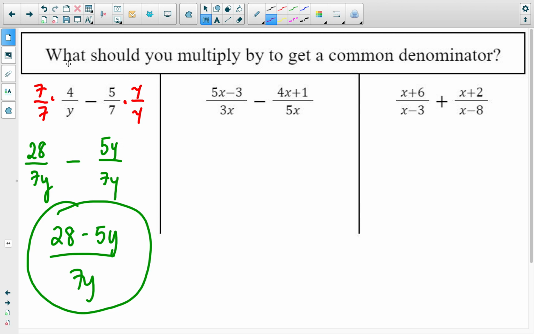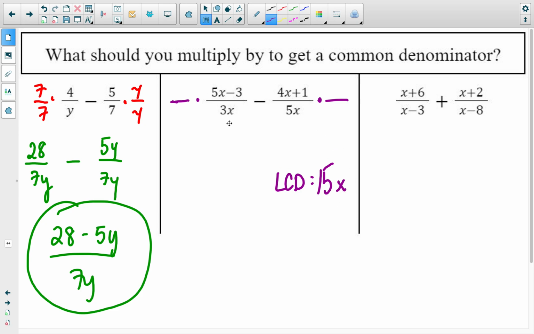All right, so what should we multiply by here in order to get a common denominator? Well, first we need to know what the common denominator is. 3x and 5x both have an x already. 3 and 5, what is their least common multiple? It's 15. Now what fraction are we going to multiply each term by? 4x plus 1 over 5x needs to be multiplied by a version of 1 in order to have a denominator of 15x.